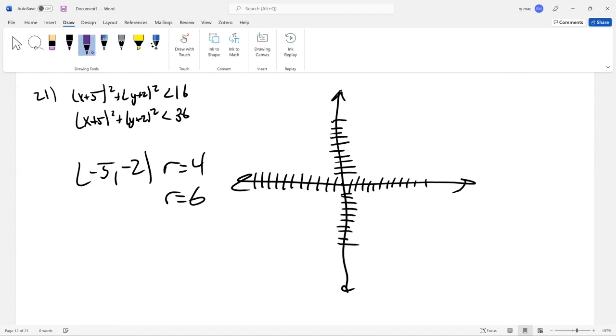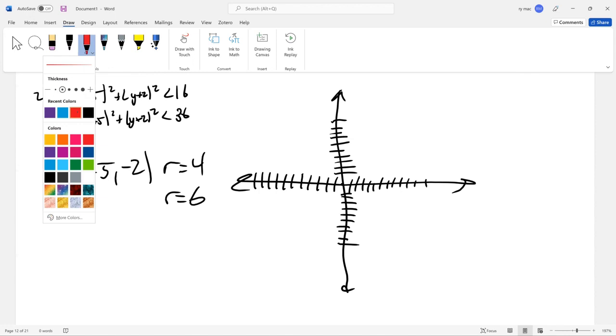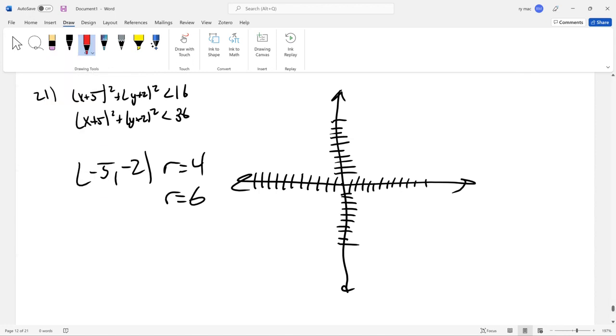So they both have that center of -5, -2. So 1, 2, 3, 4, 5. 1, 2, about like right here. My first one's radius 4. So 1, 2, 3, 4. 1, 2, 3, 4. I was kind of making them look like circles. So that's the first one.